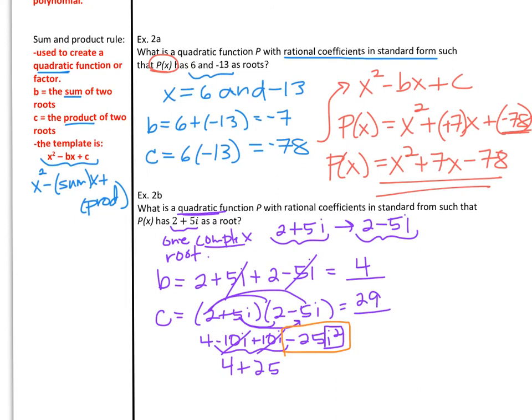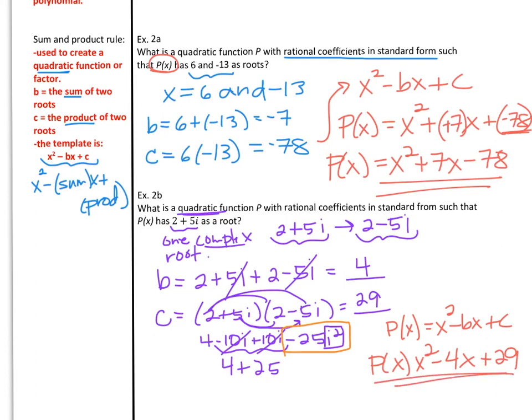Going back to our template to write our final answer, p of x equals x squared minus b times x plus c. In our case, we'll have p of x equals x squared minus 4x plus 29. And that would be our quadratic function, and to write higher ordered polynomials, that would be a quadratic factor. These are your notes for 3.6, Part 1.